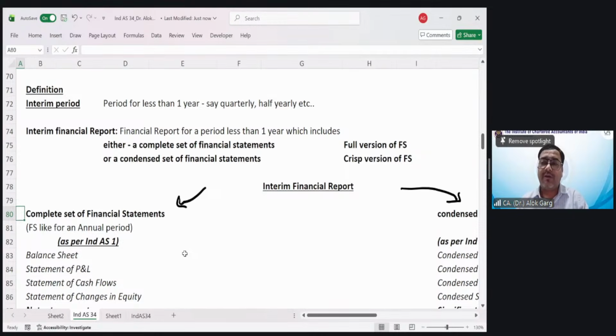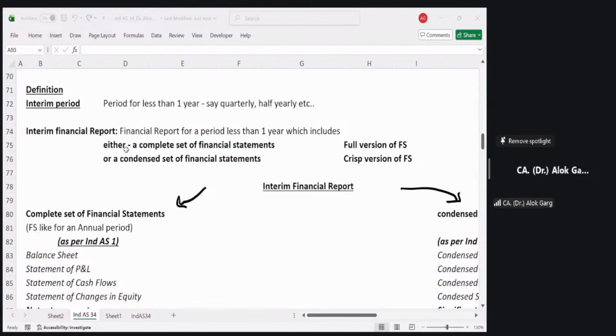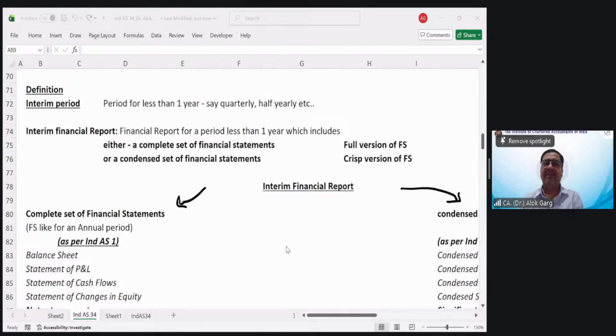If on a quarterly basis, the company is preparing a full set of financial statements, will the company prepare the full set for an interim period as per Ind AS 34? No, then it has to be prepared as per Ind AS 1. Ind AS 1 says that balance sheet, P&L, cash flow, equity, notes, everything has to be prepared in full. Is that clear?